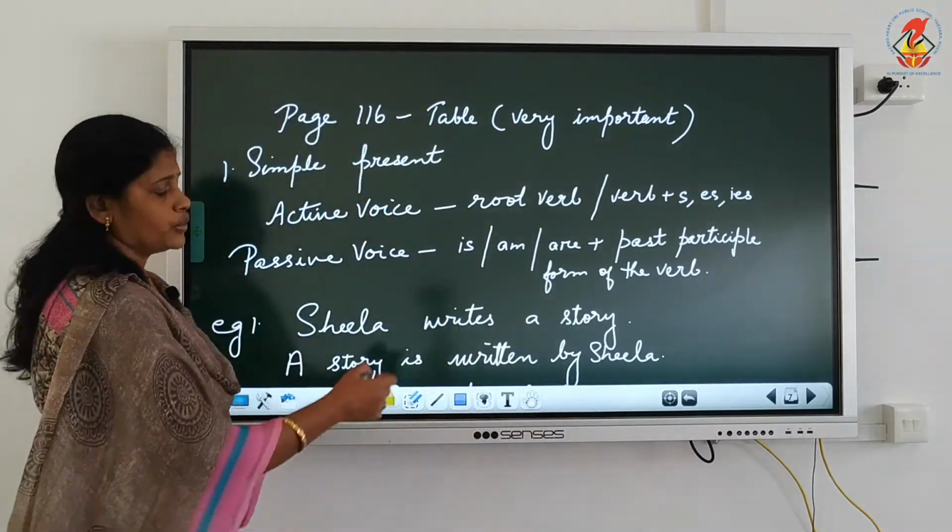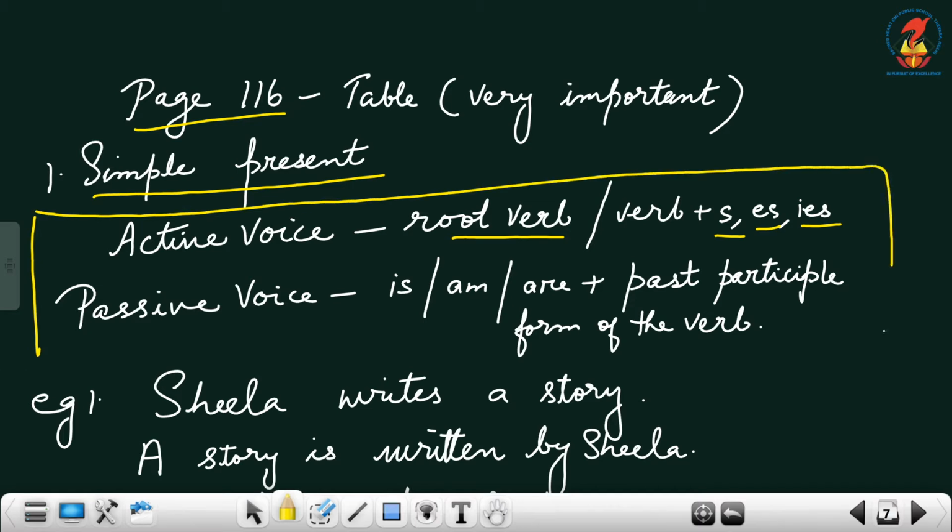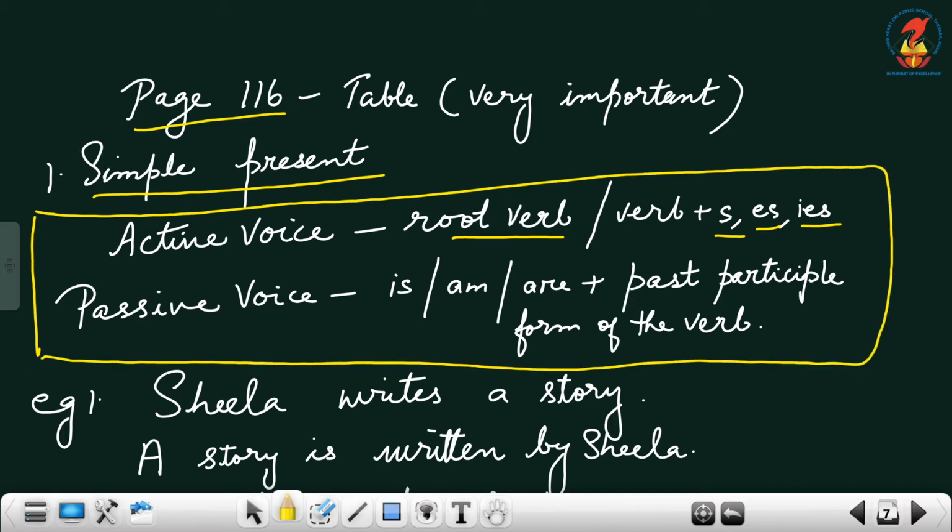Now, as I told you, on page number 116, there is a table which is very important, how to convert from active voice to passive voice. Let's take the first one as simple present tense. Now in active voice, either we take the root verb or we add s, es or ies to it, isn't it, in singular cases. And when it converts to passive voice, the rule is, is, am or are plus the past participle form of the verb. This is very important, children. You have to learn this rule by heart.